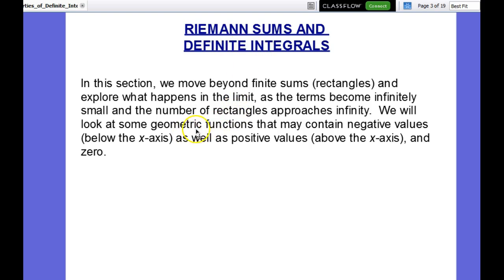So we're also going to look at some geometric functions that may contain negative values. So negative areas or areas below the x-axis as well as areas above the x-axis. And so this is something that we also did not see last time when we were working with Riemann sums. And this is another extension of that work that is better handled by definite integrals.